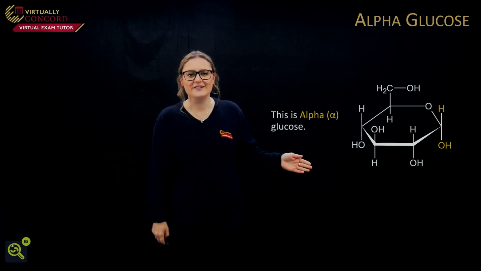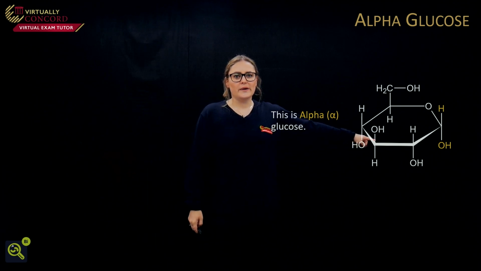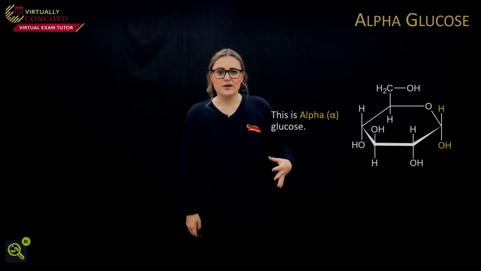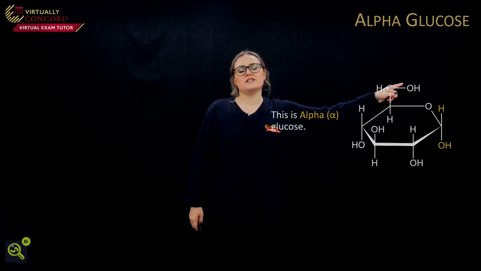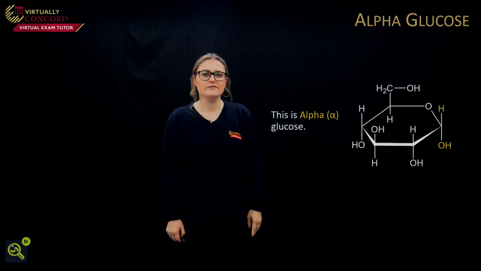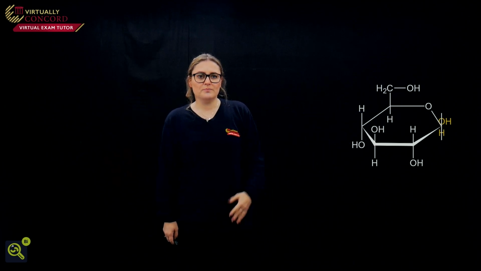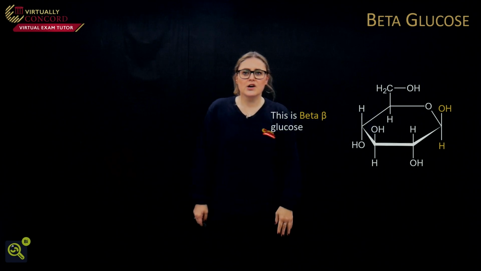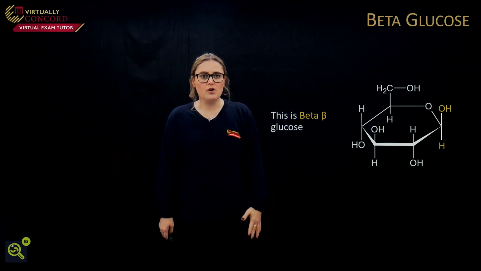This here is your alpha glucose molecule, okay? You've got your OH at the bottom and your H at the top, and I like to think of this in a triangle shape, with an OH at the bottom, forming like an A shape to help me remember for alpha. If I flip this over to beta, you'll notice that the OH is at the top and the H is at the bottom, okay? So these are structural isomers of each other.